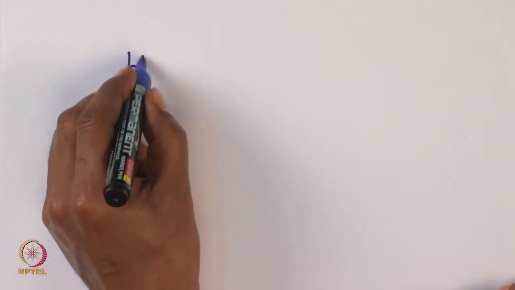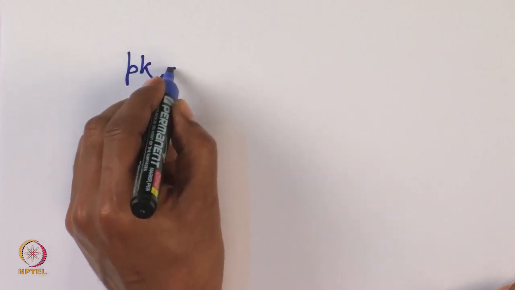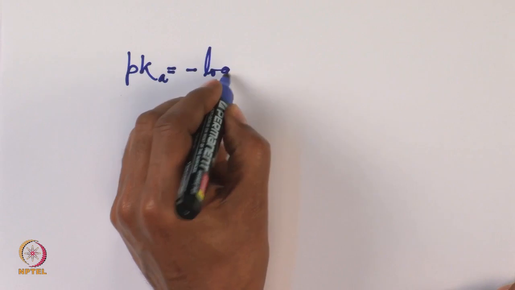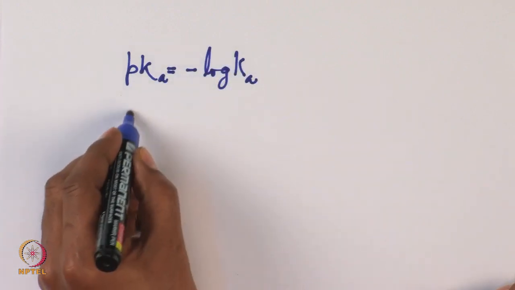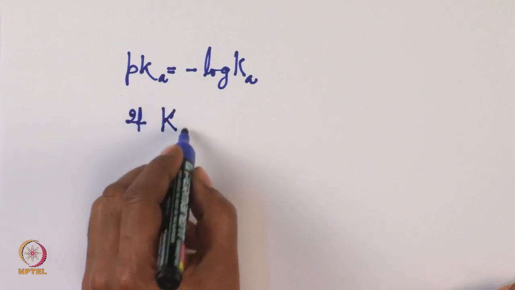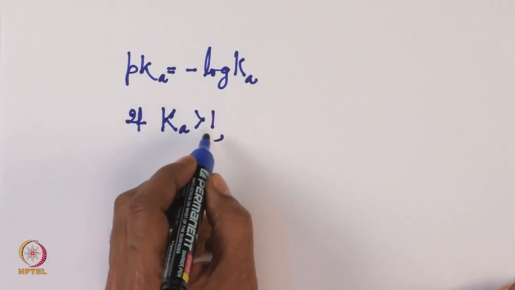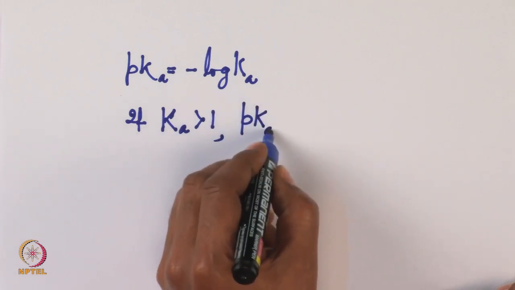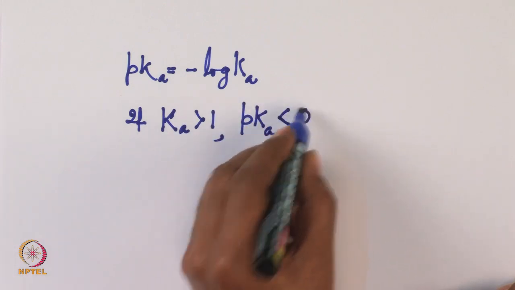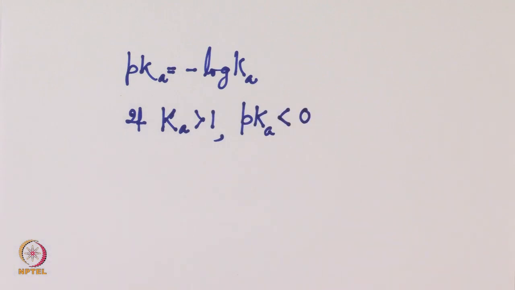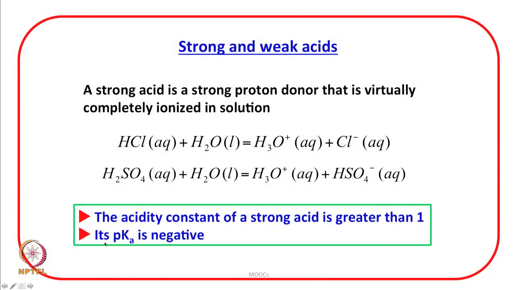pKa is equal to minus logarithm of Ka. So, if Ka is greater than 1, then pKa will be less than 0, it will be negative. And that is what is commented over here, that the acidity constant of a strong acid is greater than 1, and the pKa of a strong acid is negative. Okay.